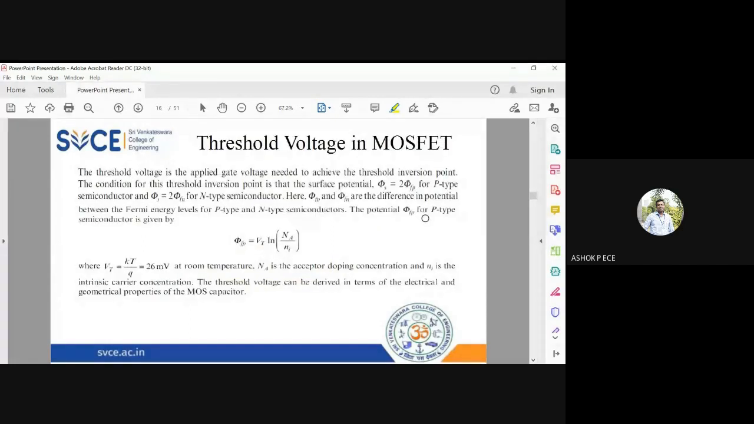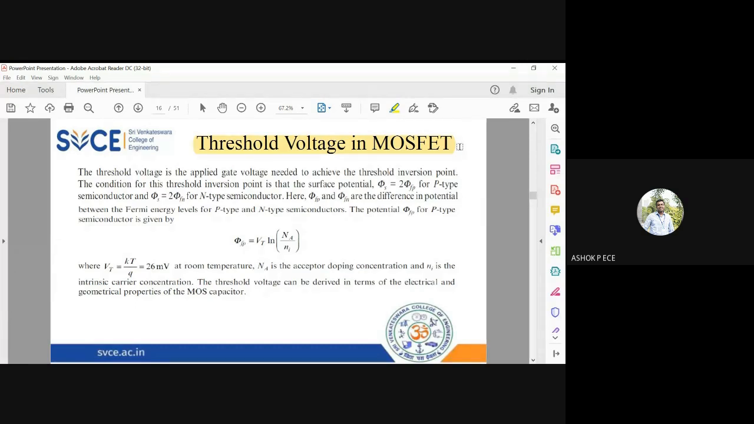Now we are going to move into the next topic, which is called threshold voltage in MOSFET. The threshold voltage is a voltage which determines when the device is turning on from off, and off to on. So it is the minimum voltage required to turn on or turn off a device. Here we are going to compute what the threshold voltage in MOSFET is.